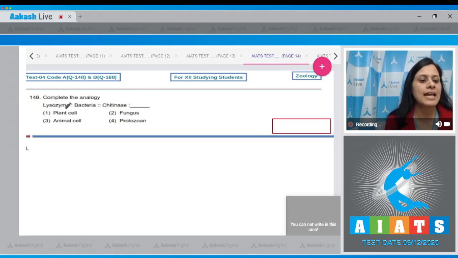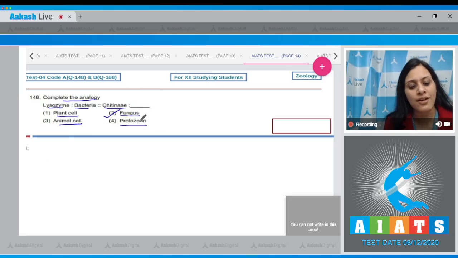Question number 148. Complete the analogy. Lysozyme is to bacteria, chitinase is to. And the options given are plant cell, fungus, animal cell, protozoan. And the correct answer to this question is option number 2, fungus.